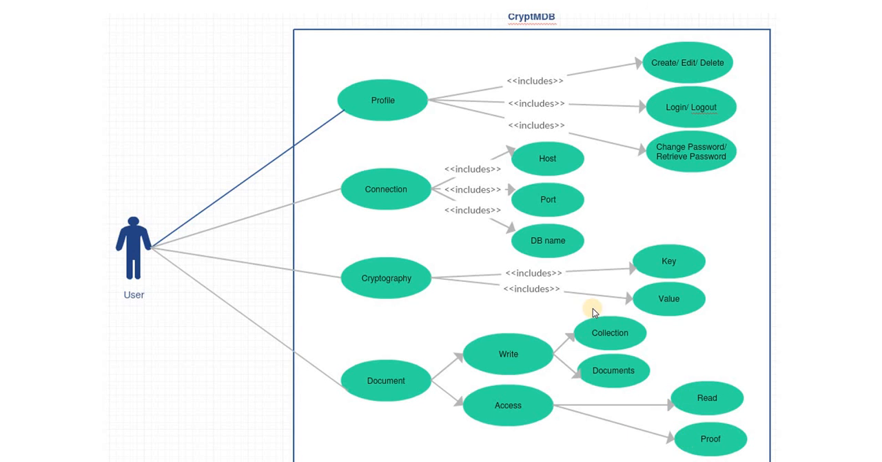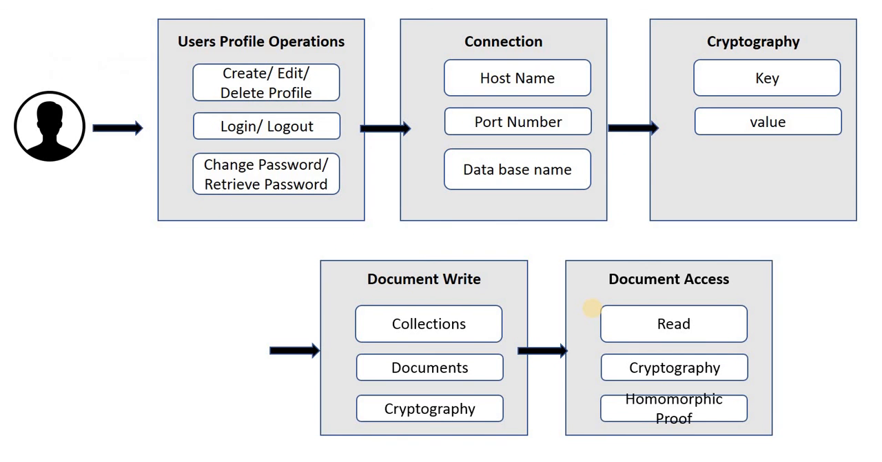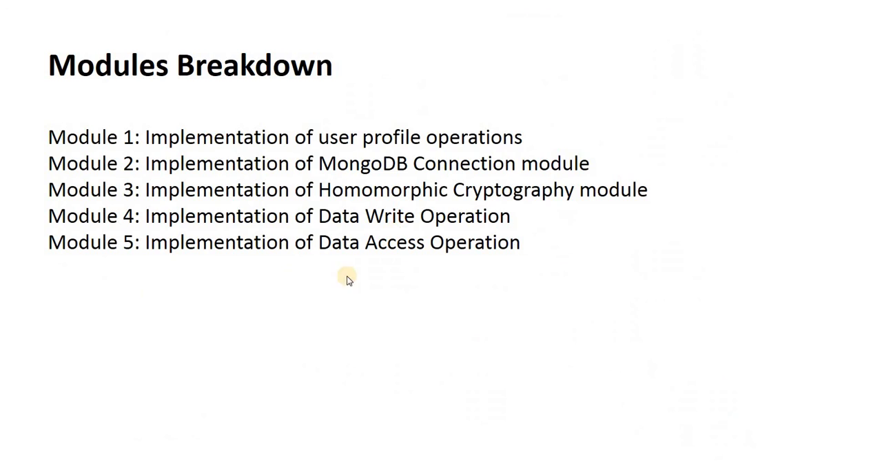for the homomorphic property. So now at last, coming to the modules breakdown, I can say our project will contain 5 modules. You can divide it based on the data flow diagram. Implementing the user profile operations will be module number 1. Implementing the connection operations will be module number 2, implementing the cryptographic component will be module number 3, implementing the document write operation will be module number 4, and implementing the document access operation will be module number 5. So you can consider this project as a 5 module project.